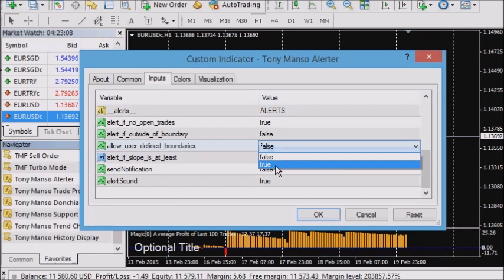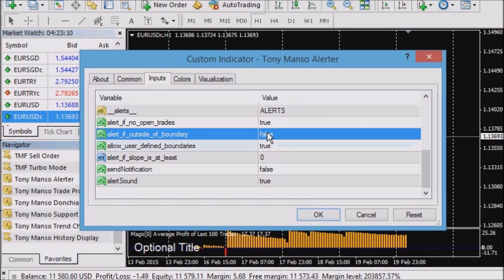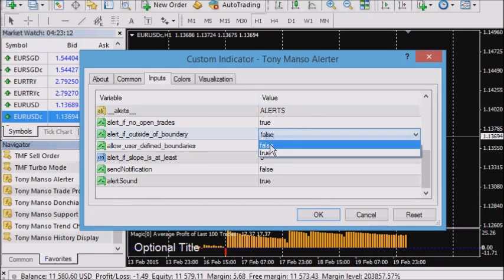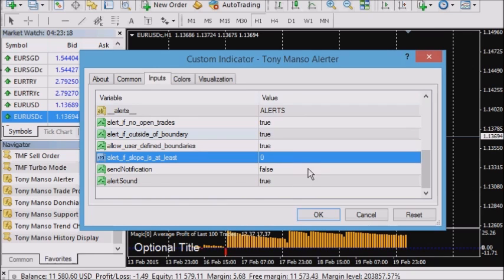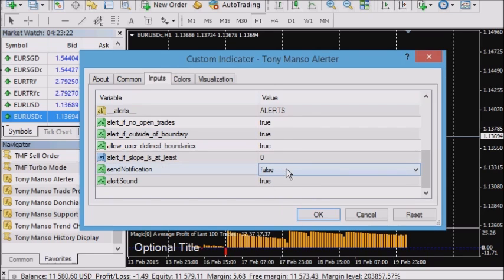Okay, I'm going to set that to true, and then I'm going to set alert if outside of boundary to true, otherwise nothing will happen. And alert sound is on. Send notification, I turn that to true if I want to get a text message to my phone. Okay, but here, watch this.